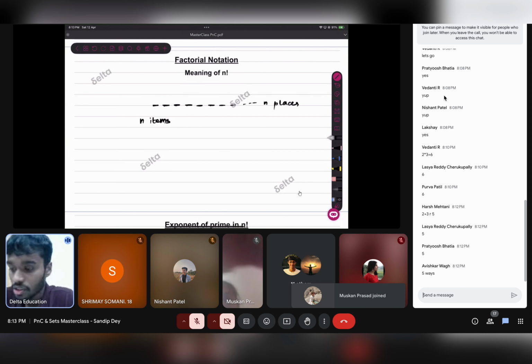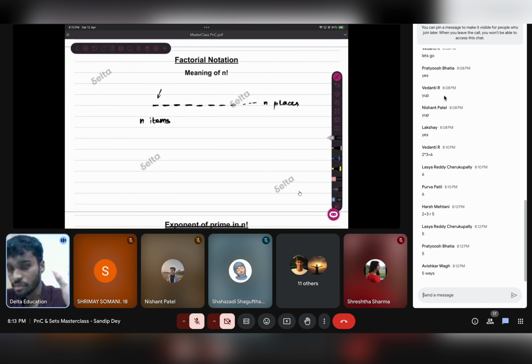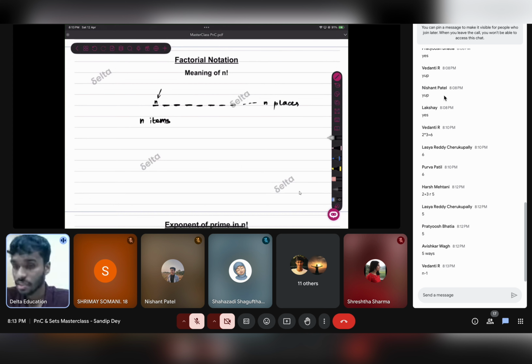So for the first place, I have n items. From there, I can choose any of the items, so here we will have n possibilities. Then in the second place, I have already chosen one item, so I now have n minus 1 items left. So here will be n minus 1. Then we will have n minus 2, then n minus 3, up to the end, where we will have one item left.